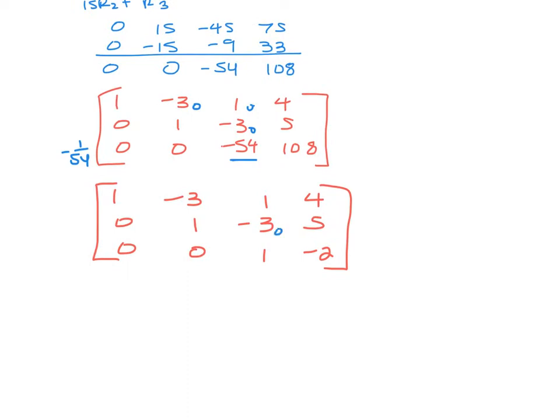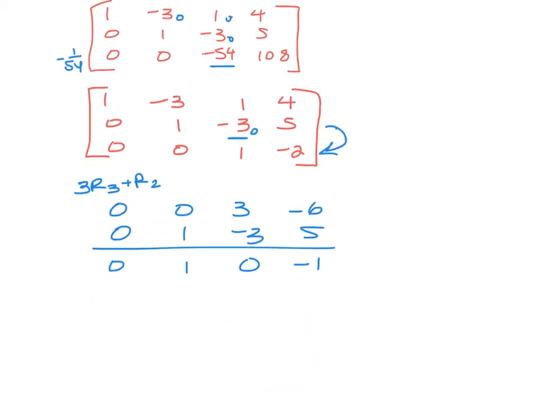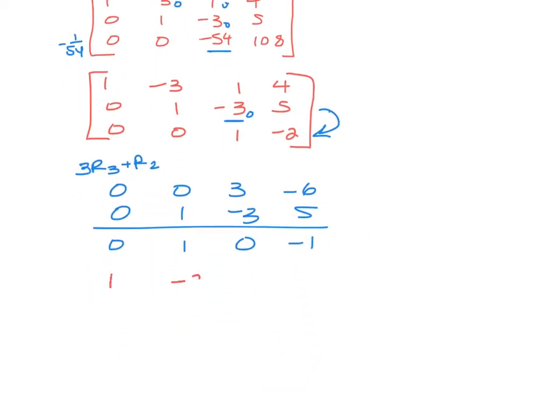Now I can work my way up. So I can put a 0 here by multiplying the bottom row by 3. I don't want to use the top row because if I do anything with those two, I lose the 0 that's there. So when I go to find the last 0 in row 2, you have to combine it with row 3. So 0, 0, 3, negative 6, plus 0, 1, negative 3, 5, gives 0, 1, 0, negative 1. And that replaces row 2.